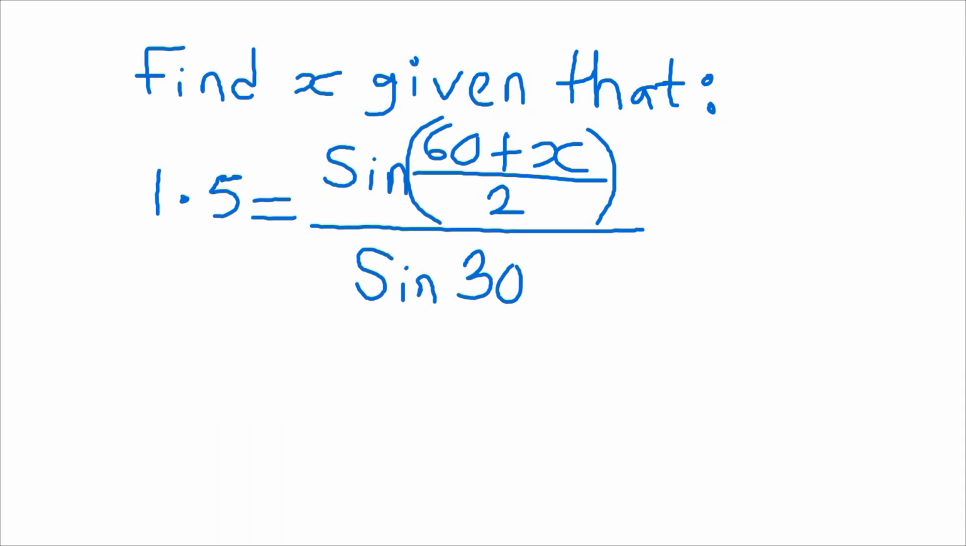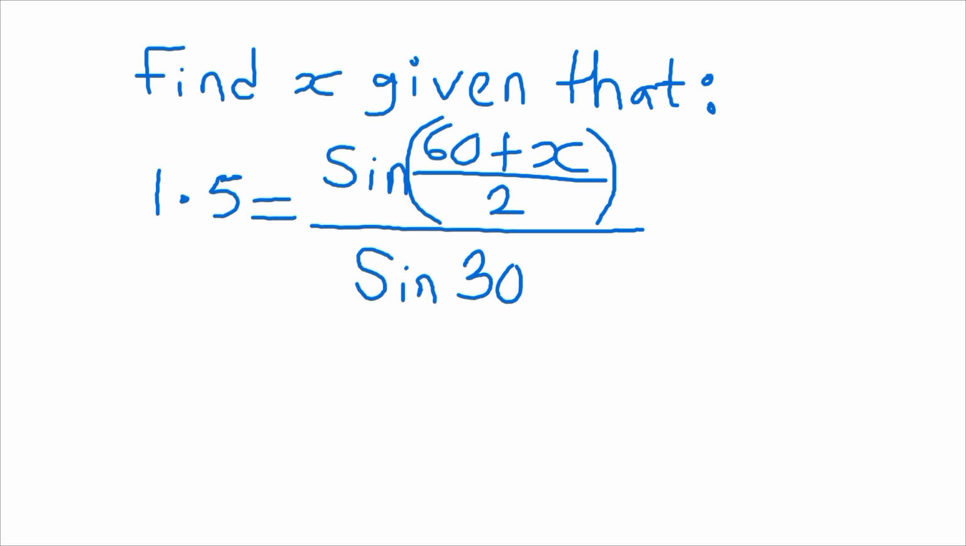The question here says find x given that 1.5 is equal to sine bracket open 60 plus x over 2 bracket close divided by sine 30. The common mistake that many students make here is to cancel out the sine and then start solving the problem. That is not correct. It is mathematically wrong.